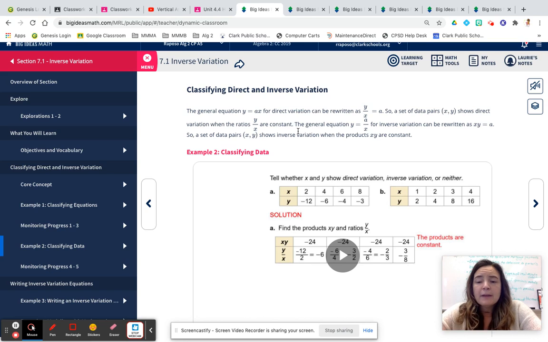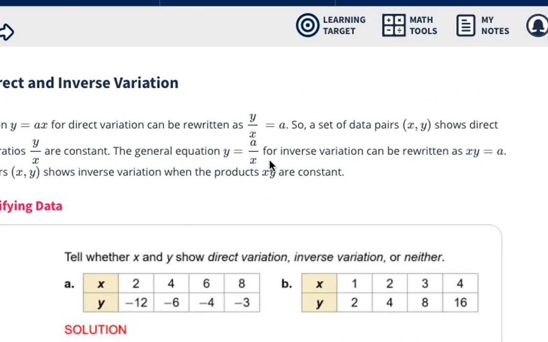Now, let's talk about inverse variation. In inverse variation, it's y equals a over x. Once again, we want to make sure that we have the same consistent a. So let's get a by itself in these. In order to get a by itself, we multiply both sides by x. So it's going to end up being x times y equals a.